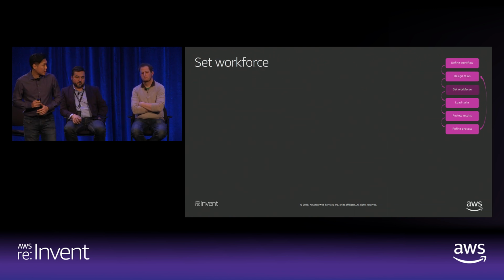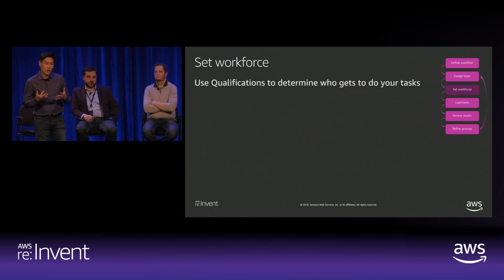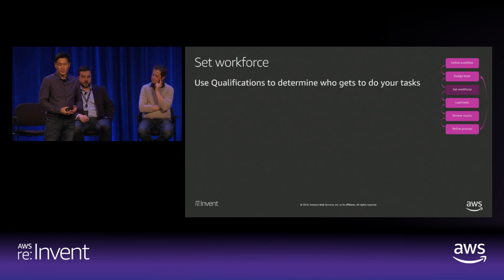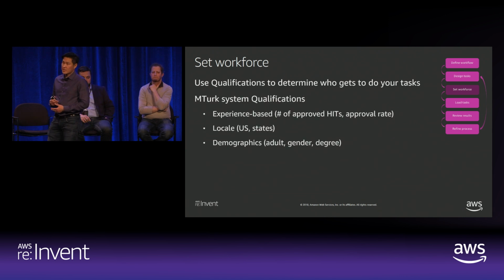So the next step here is setting the workforce, where you're specifying who gets to work on your task. So as mentioned earlier, you can use qualifications to determine which workers can work on your tasks. Qualifications are assigned to workers along with a qualification score. So you can specify that a worker must not only have a certain qualification, but also have a score that meets a threshold that you set. You can also specify multiple qualifications that all have to be met in order for a worker to work on your task. You can also use qualifications that are assigned by MTurk.